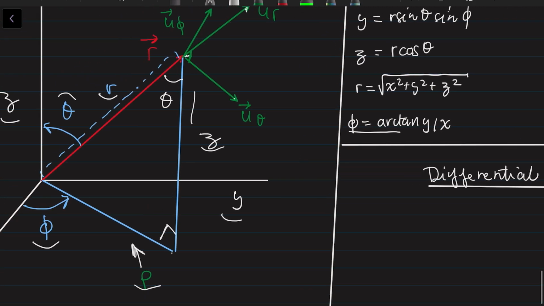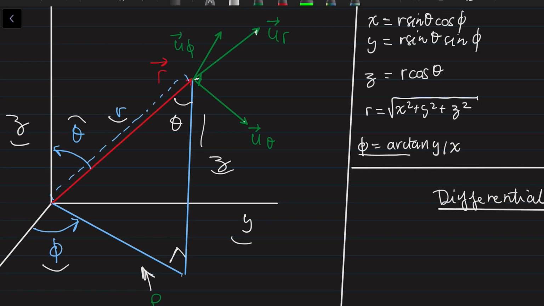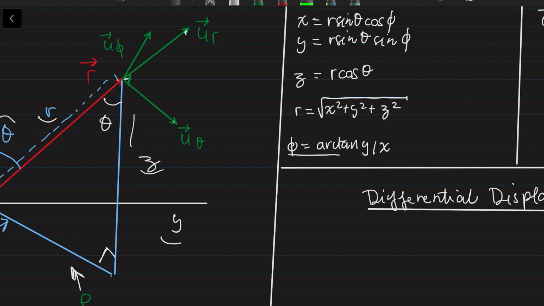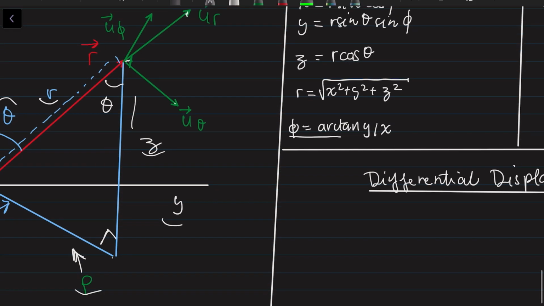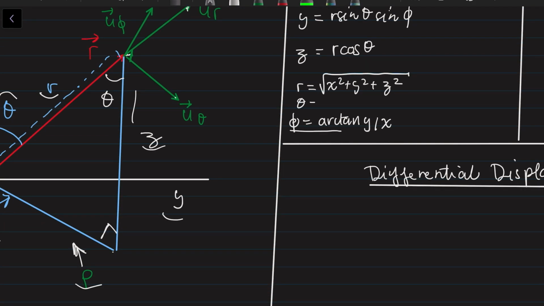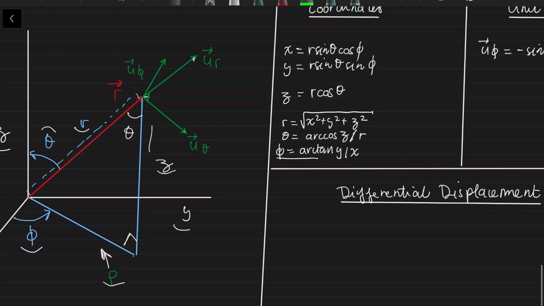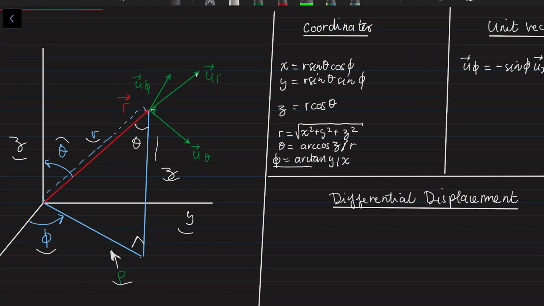Okay, now for the angle theta, since we just said that z was equal to r cosine theta, that means that cosine theta equals z over r. Okay, so theta is the arccosine of z over r. So theta equals arccosine of z over r. And actually r is just the square root of x squared plus y squared plus z squared, but I'm not going to write it there because it would take too much space. All right, so this is how we go back and forth between our Cartesian and our spherical coordinates.